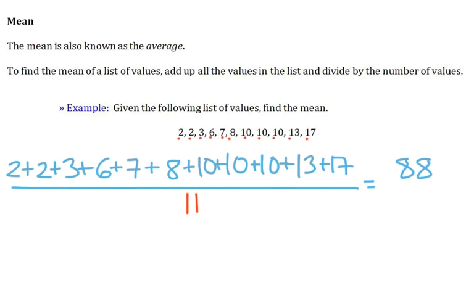You can verify. We're dividing that again by the number of numbers in our list, which was 11. 88 divided by 11 is 8. So that means that the mean of the list of values is 8, the mean or the average. Let's do another example in a bit more context.